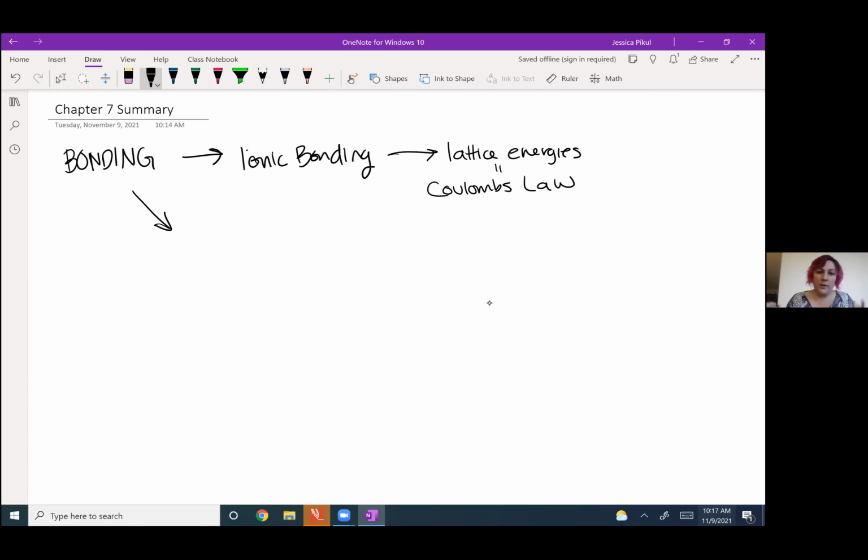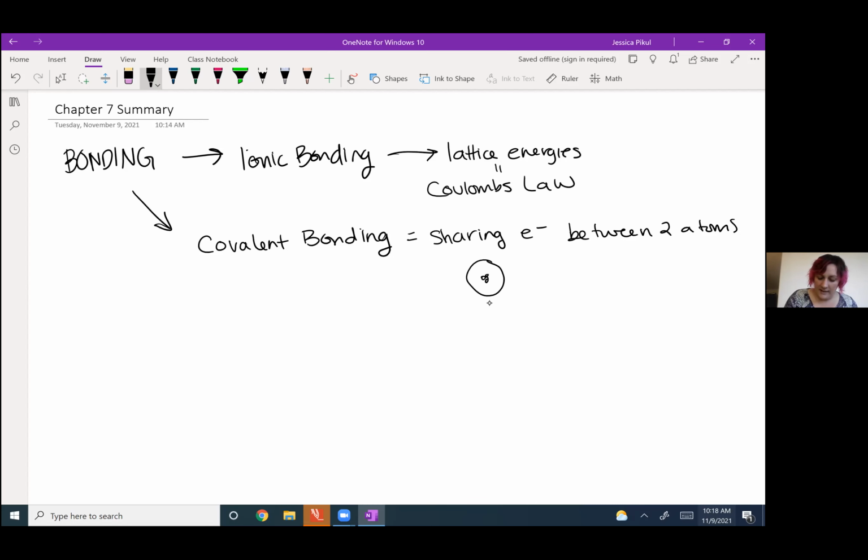I think the more important part of this chapter, what we'll build into chapter 8 with, is covalent bonding. And there's 2 ways to think about what is a covalent bond. Overall, this is sharing of electrons between 2 atoms. And so what that really means is that an electron on one atom is attracted to its nucleus, but it's also attracted to the nucleus of another atom.